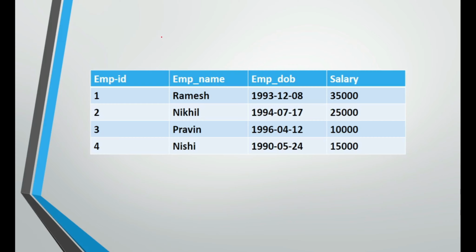So this is the example of the table. We can give the table name as employee details or employee information. So this will be the name of the table. And here we can see there are different fields, that is different columns. The first one is employee ID, the second one is employee name, the third column is employee date of birth, and the fourth column is employee salary.